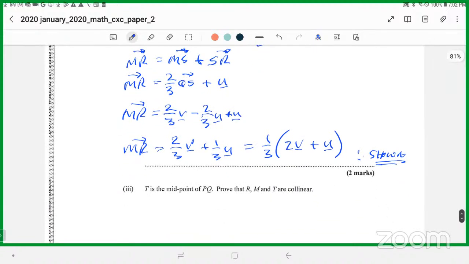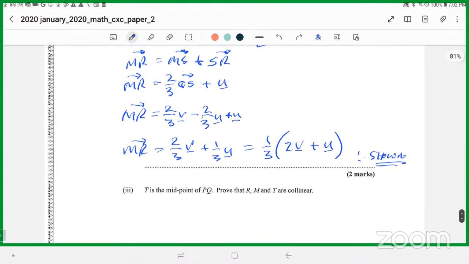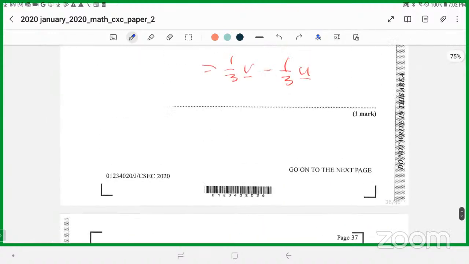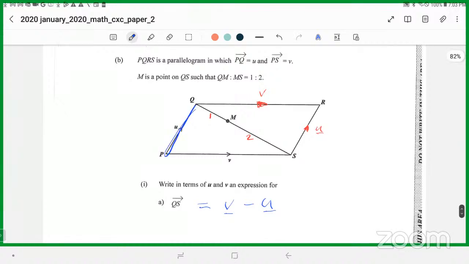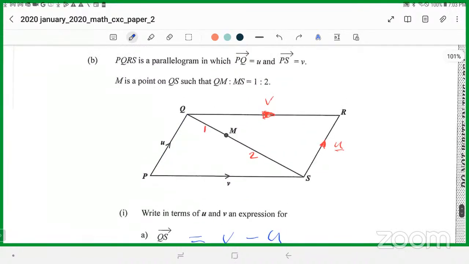Then down here now, typical question. T is the midpoint of PQ. Prove that R, M, and T are collinear. They always ask questions like these, right? T is the midpoint of PQ. Let's put on the diagram and show it. So, right on this side, T is the midpoint. It's like a repeat question. So T is coming right here. So I'm going to divide this U into half and half.